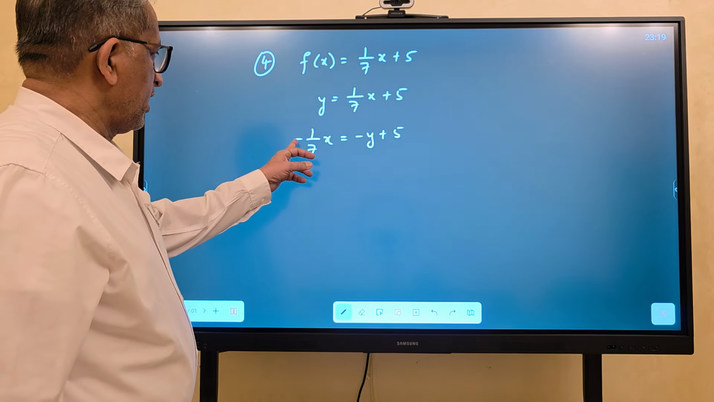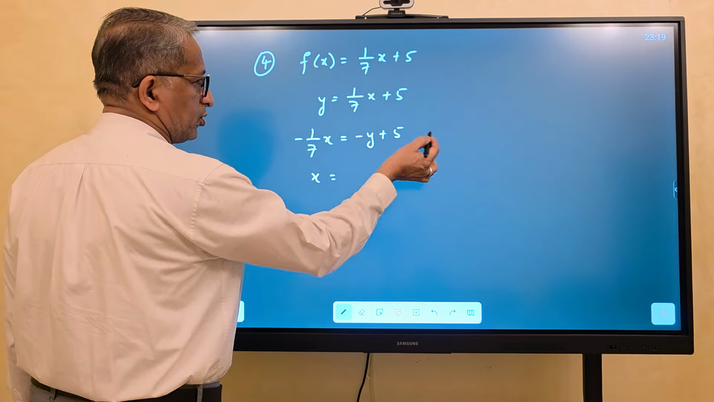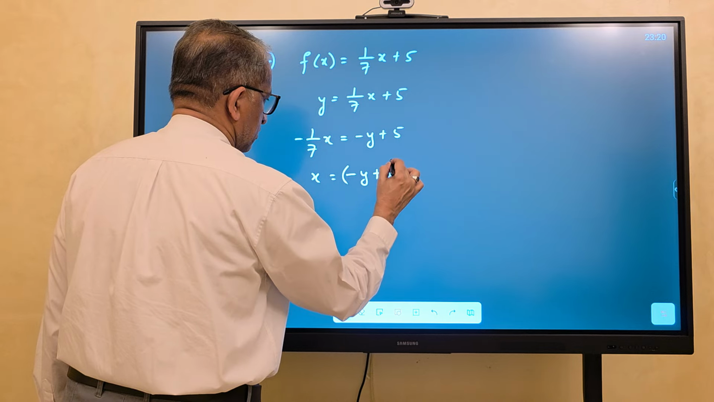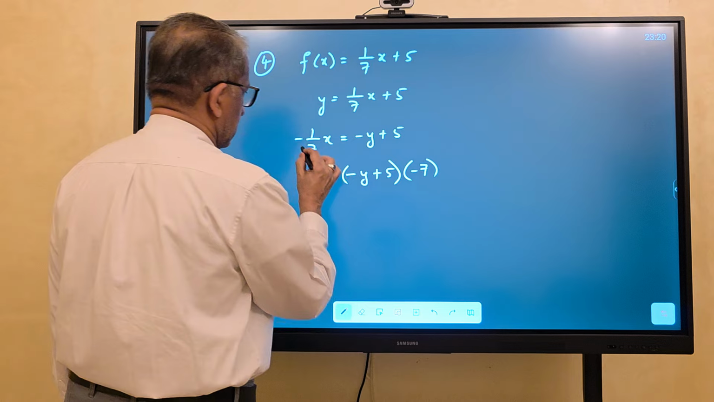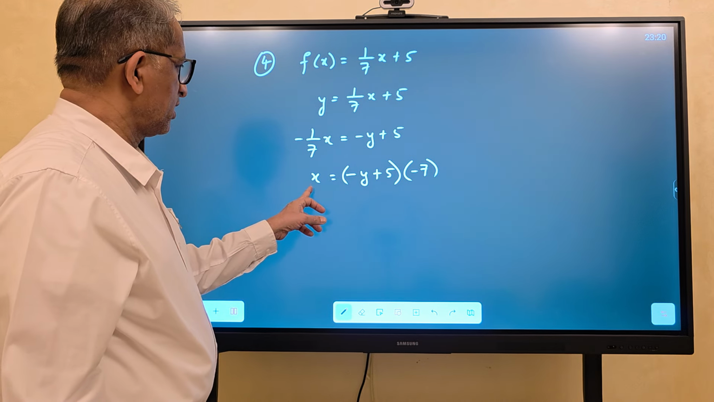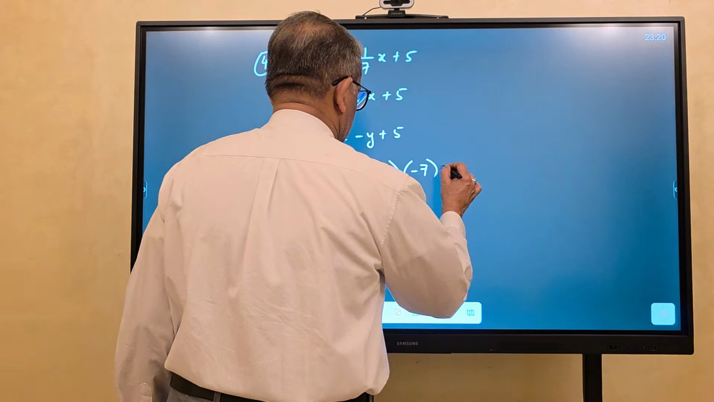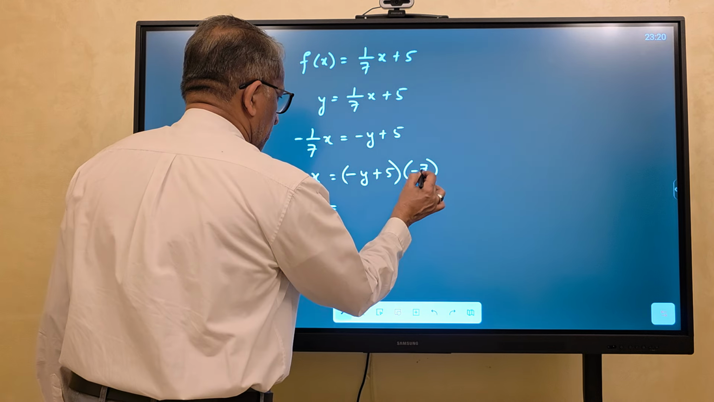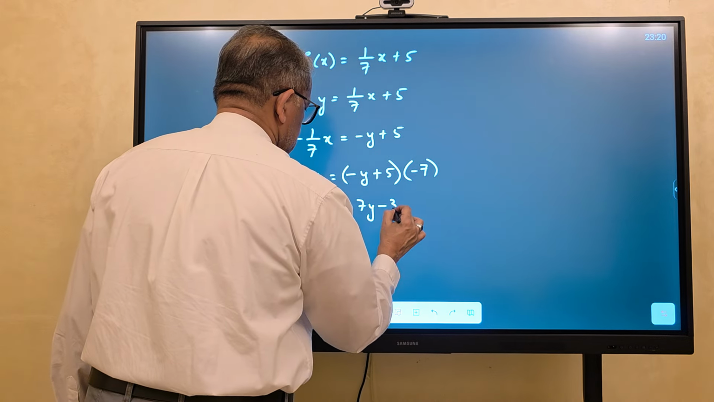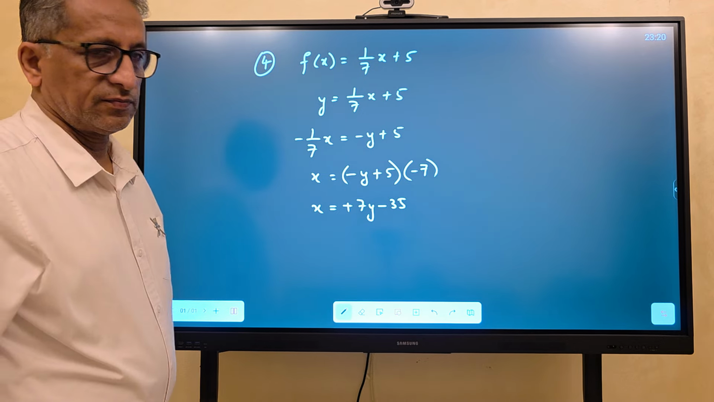I have to cancel the 7 and the negative, so it is x. So I have to multiply both sides by minus 7. So minus y plus 5, into minus 7. I multiply both sides by minus 7, so the minus 7 cancels, and you get x equals (minus y plus 5) into minus 7. Open the bracket: minus y times this gives plus 7y, and 7 into this gives minus 35. So x is equal to 7y minus 35.